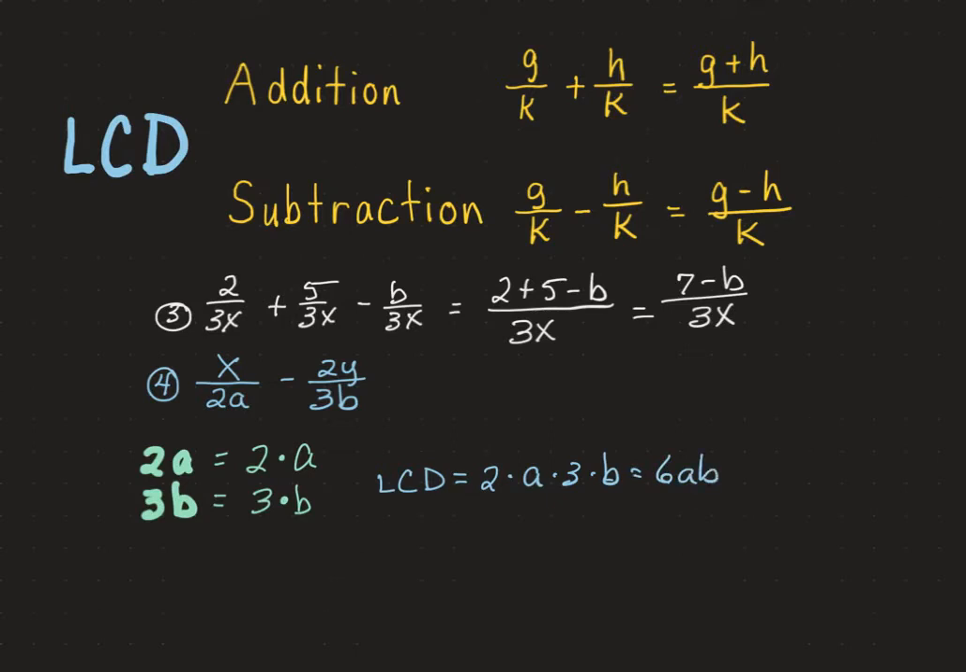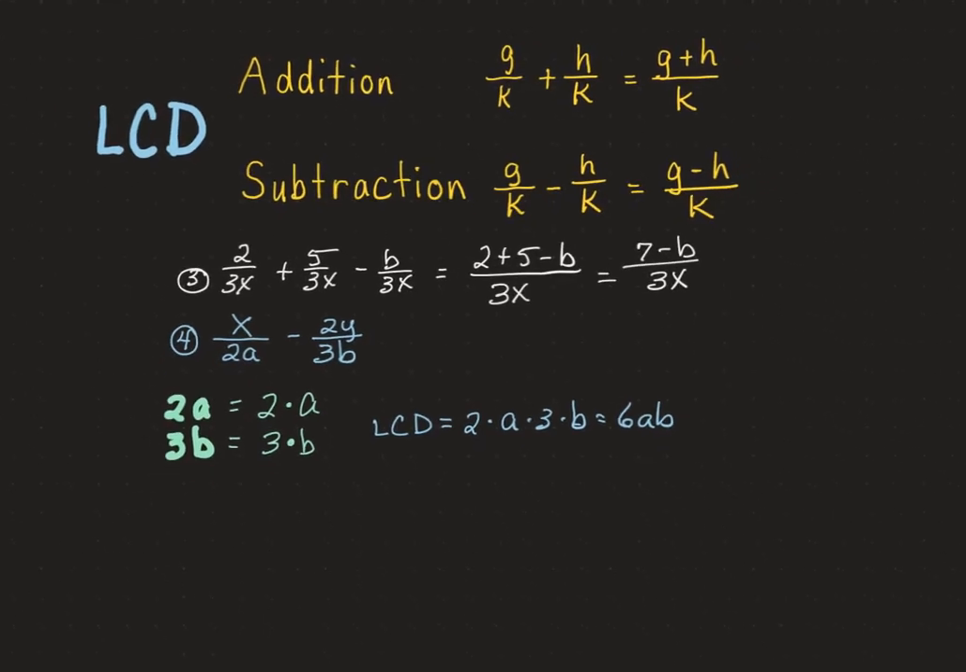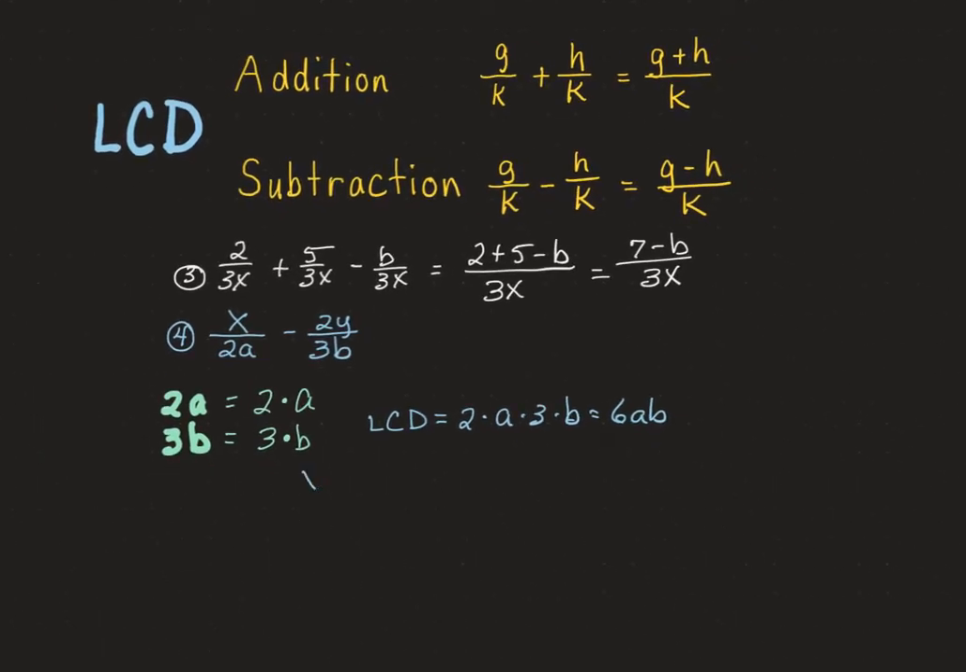So now we have our common denominator, but we now need to figure out what each fraction will look like with that common denominator. So let's take our first fraction. We want it to have a denominator of 6ab. What do we multiply 2a by to get 6ab? Well, 3b. But we must do that in the numerator as well, so that we don't change the value of the fraction. So we have 6ab as our denominator and 3bx as our numerator.